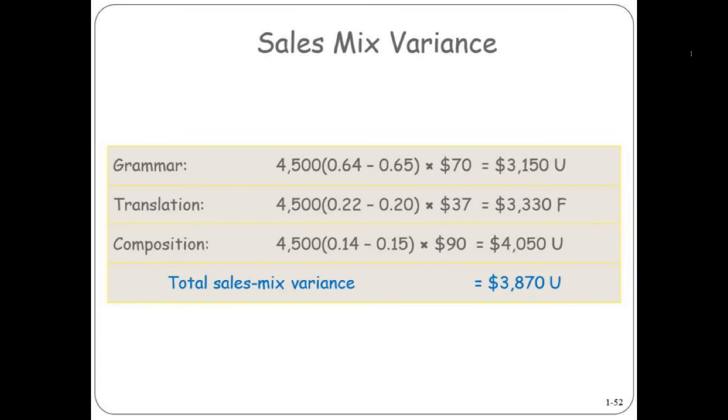The only one you sold more of was your least profitable of all of your products. Translation at $37 was bringing in the least contribution margin, and it had more actual part of your mix than your budget.